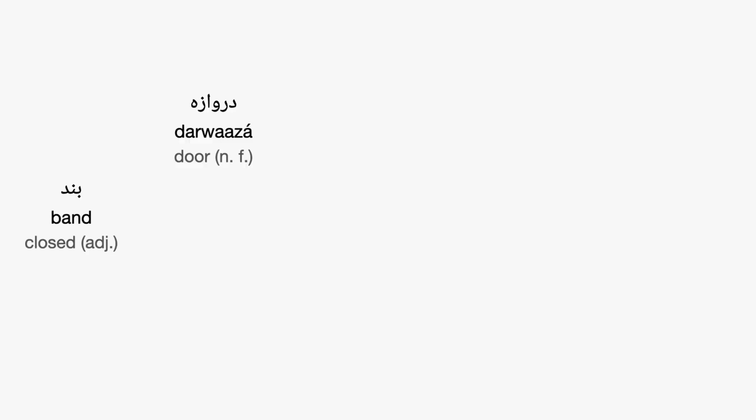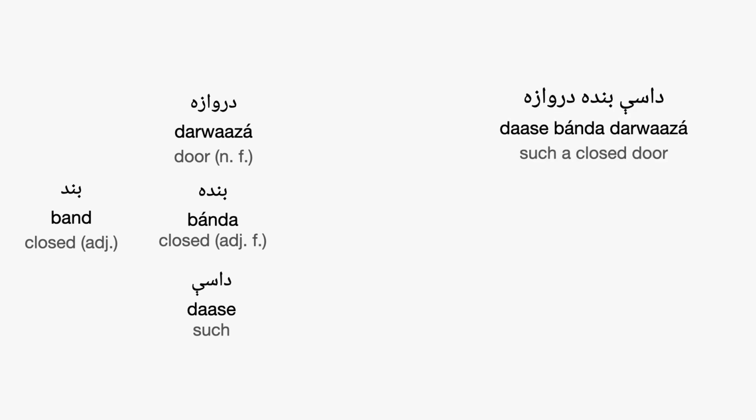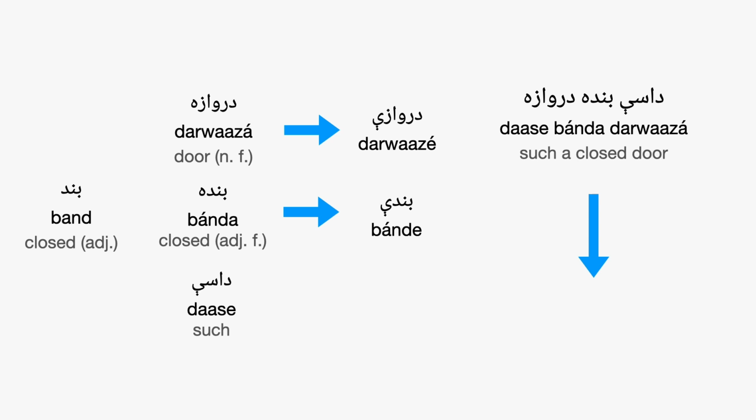Okay, so he's talking about a door and a closed door. So band is closed, but if it's a door is feminine, so we're talking about a banda darwaza, a closed door. And then he says dasi, the determiner being like such. So the noun phrase is dasi banda darwaza, such a closed door. When we stick this in the sandwich, we're going to have to inflect darwaza to darwazi, and then banda to bandi, and dasi doesn't change.